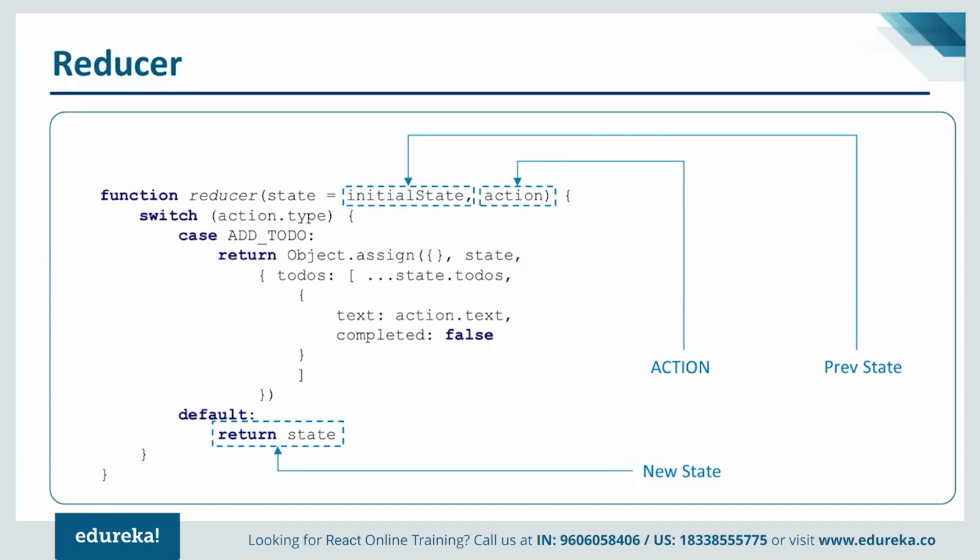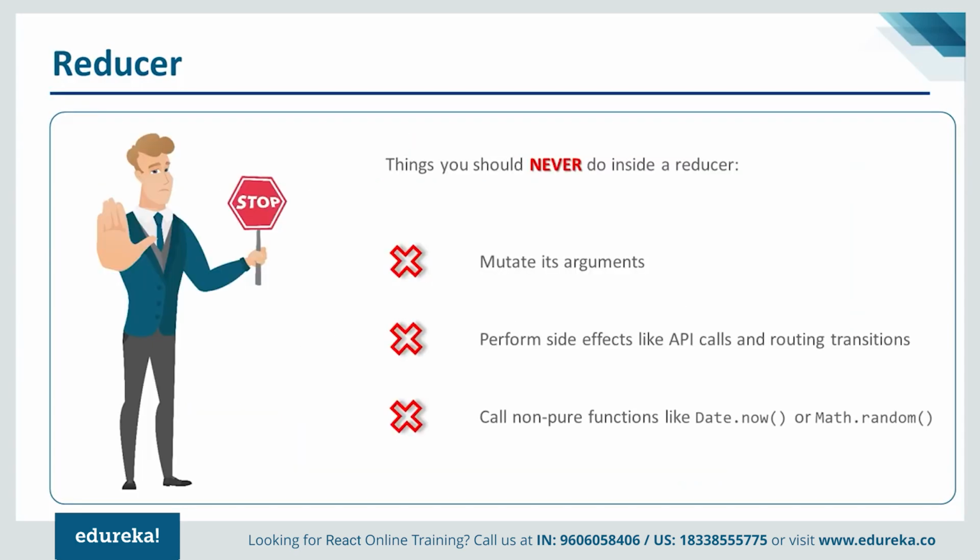The other one will always be action which needs to be implemented, and it will always return a state which will be the new state. Now please remember things which you should never do inside a reducer, because since they are pure functions, they do not manipulate the input parameters. So you should not mutate its argument. You should not try to change its input parameter.